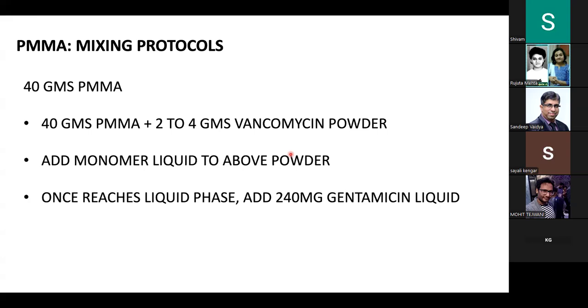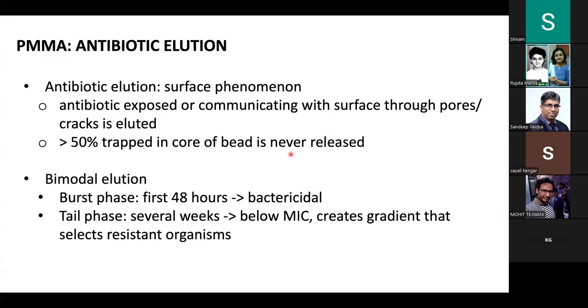Now these doses that I have mentioned, 2 to 4 grams for vancomycin and 240 milligrams for gentamicin, are actually doses mentioned for adults, and we don't really have any literature regarding the safe dosage for children. So that is something we have to tread very carefully on, and we have to take into consideration the weight and size of the child before deciding what dose of antibiotics we are going to add.